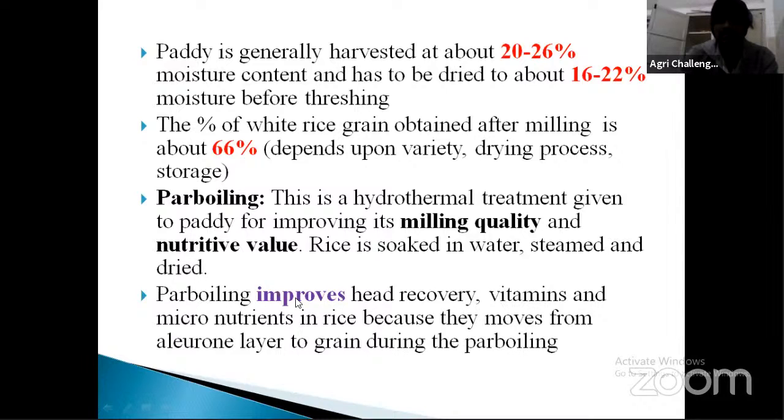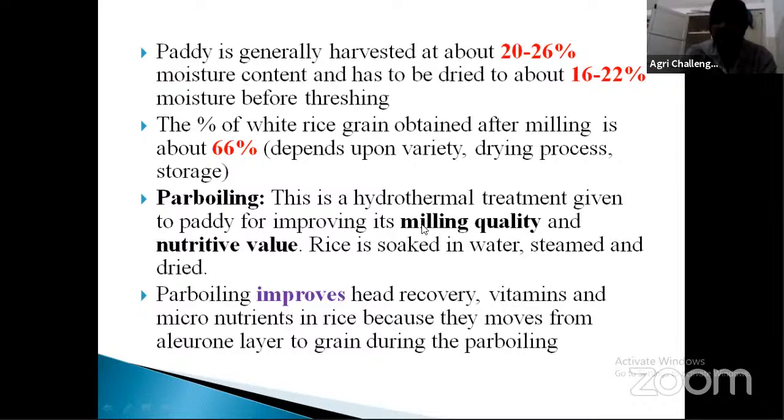Here we can see that parboiling improves head recovery, vitamins and micronutrients in rice, because we know that during milling the pericarp, bran and aleurone layer will all be removed, so that we can obtain the white rice.